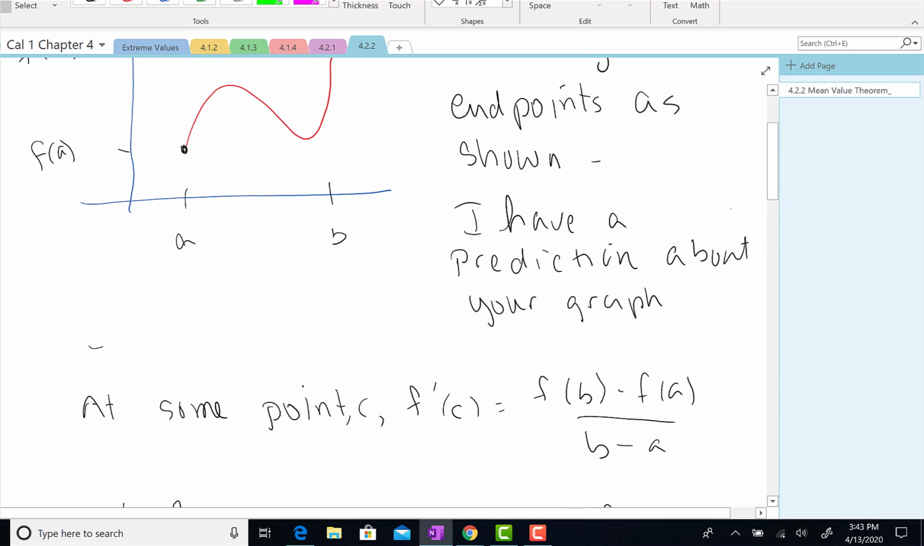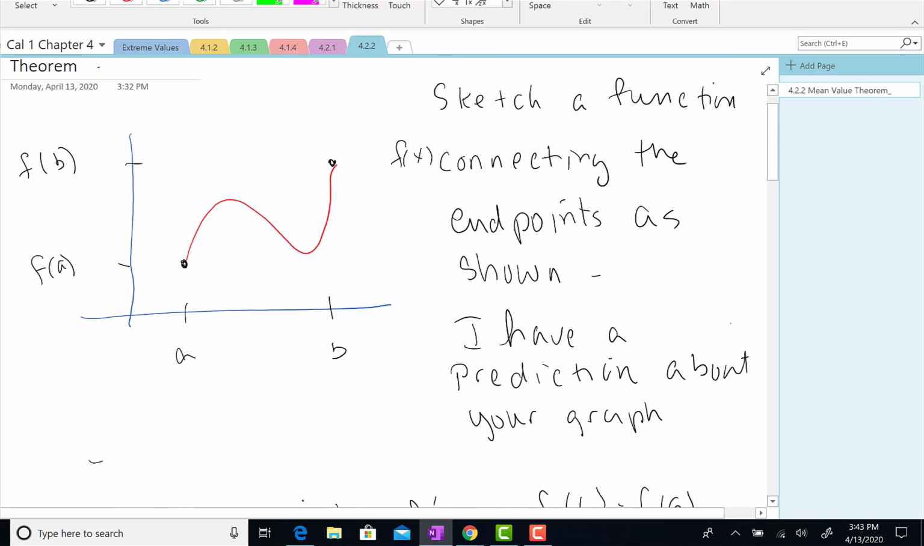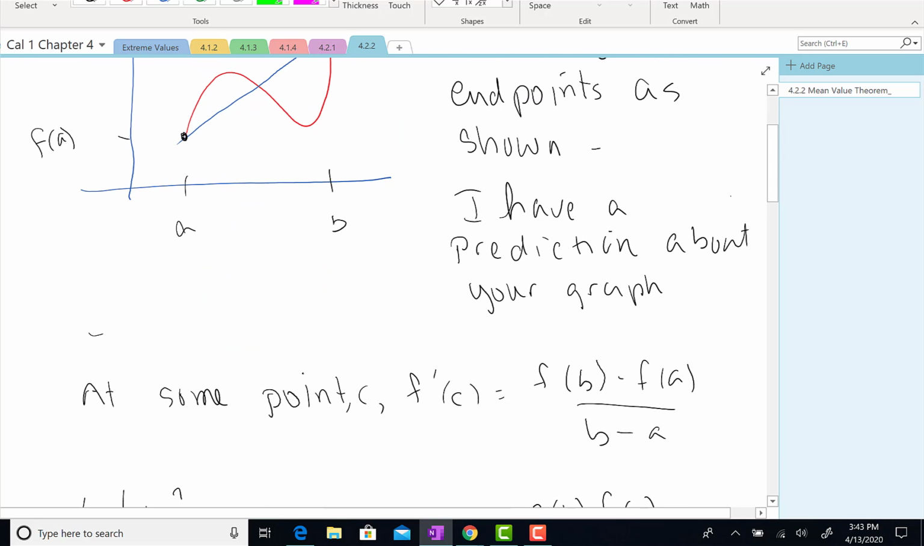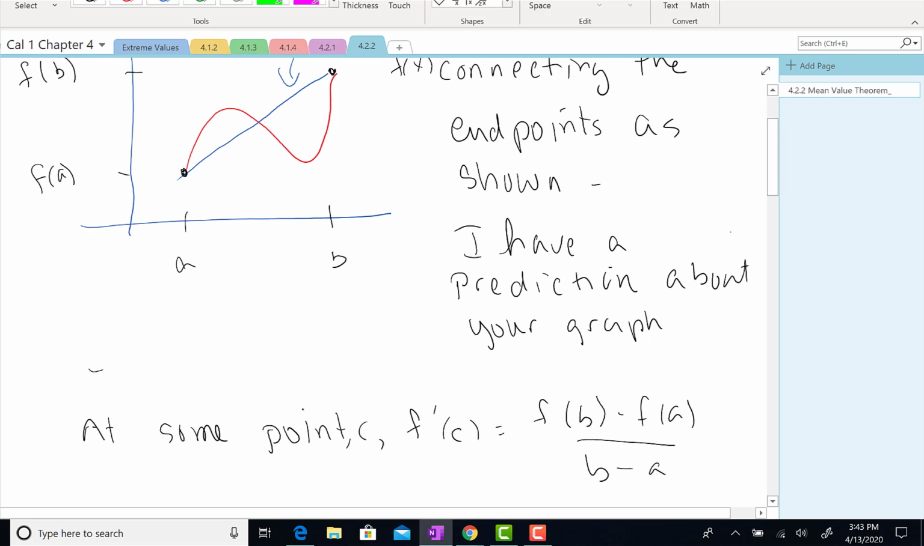And my prediction is at some point the derivative of your graph is equal to f of b minus f of a over b minus a. That's kind of an odd prediction. But if we take a look at the graph here, the slope of this secant line is equal to f of b minus f of a, the change in y over the change in x, which is b minus a, right? And that's exactly the value of the derivative that I'm predicting that your graph has.